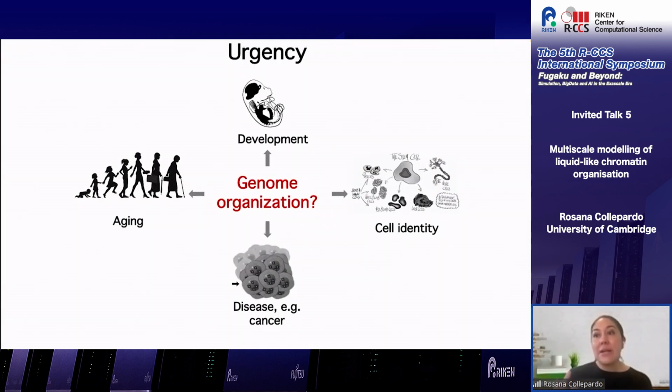Now, these are really big picture questions. They are not exclusive to us. Many groups are interested in them, and they are attacking them with different techniques and different perspectives. The reason for this interest is that solving these questions would allow us to understand how genome organization enables different functions during development or acquisition of cell identity, or also what happens when things go wrong in diseases or, let's say, aging.